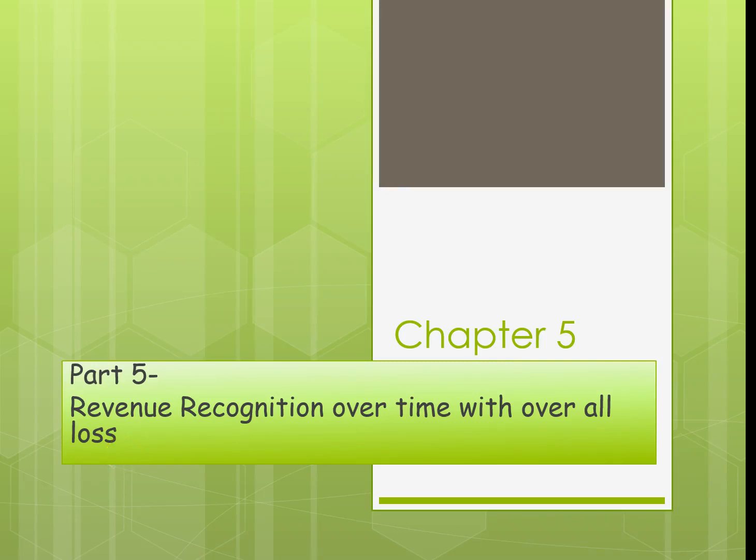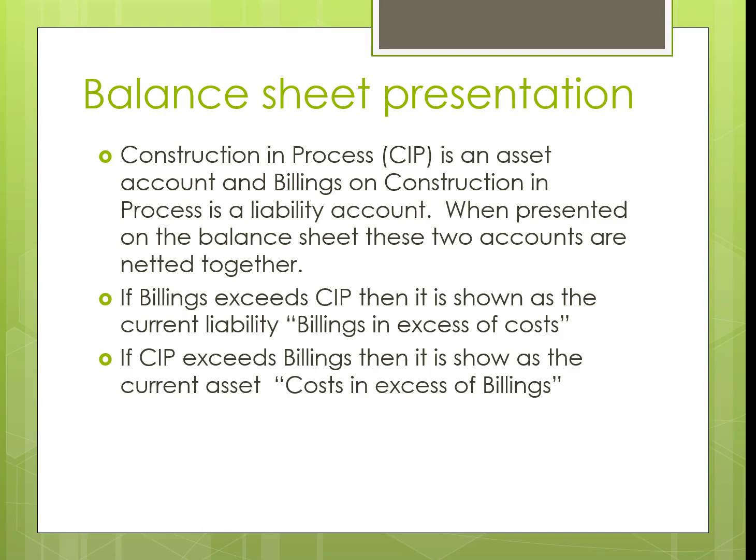Chapter 5, Part 5. Now we're going to look at revenue recognition on a long-term contract with an overall loss, looking at percentage of completion and completed contract. Again, one other thing I want to talk about, they don't really tell you in the book, but it shows this as part of the homework problems, is construction in process, or CIP, is an asset account, a current asset account, and billings on construction in process is a current liability account.